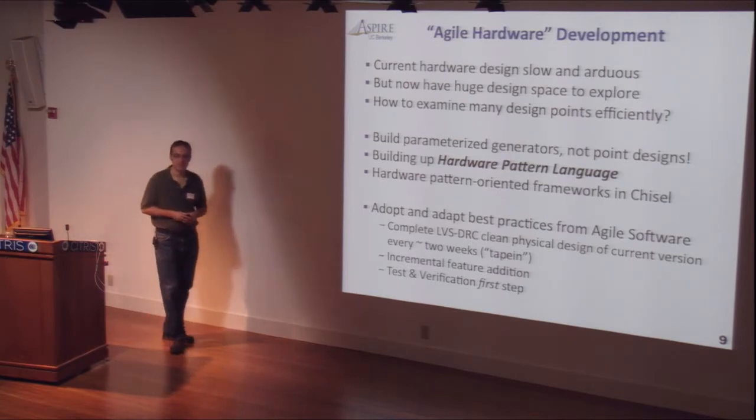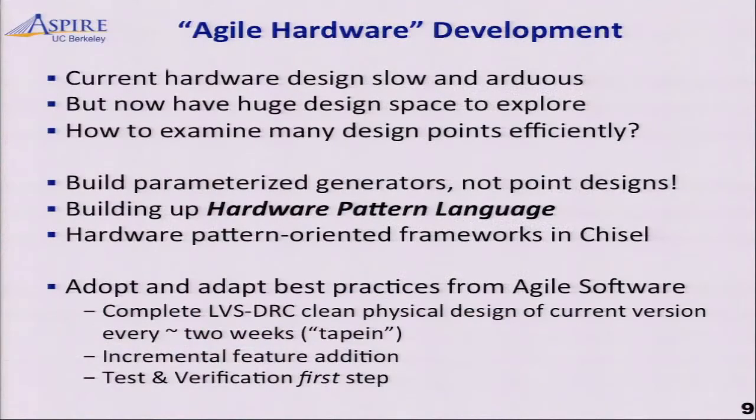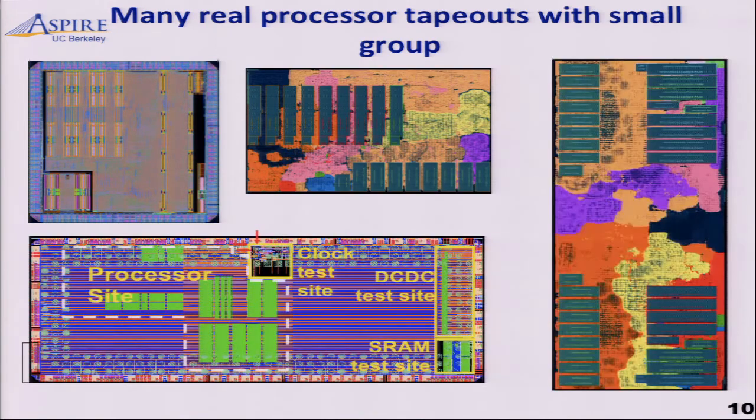So the Aspire project, what we see is specialized engines are really the only way forward to improve energy efficiency. So we've got to figure out how to do those more quickly. And so we've been trying this agile hardware strategy. And we've been pretty successful. This is just in the last 2 years.